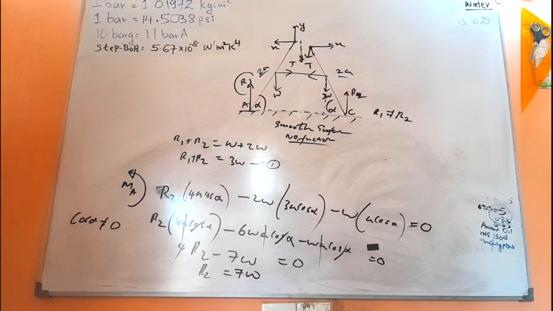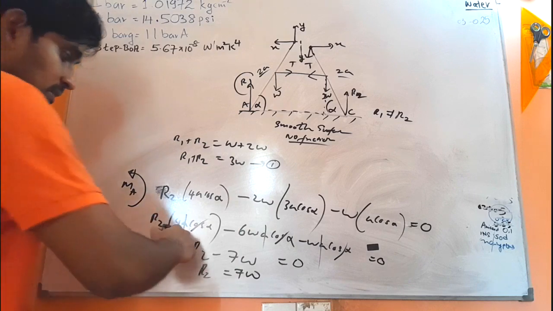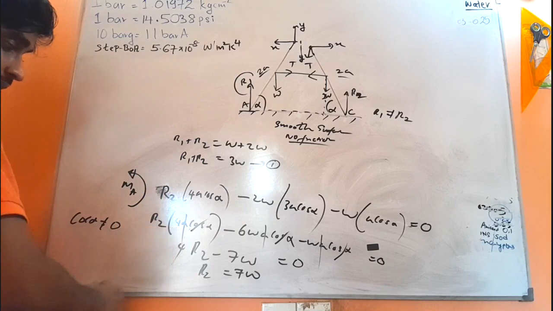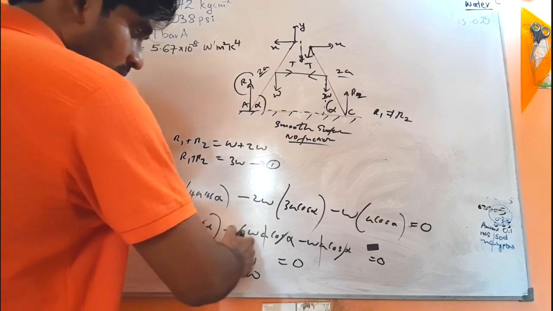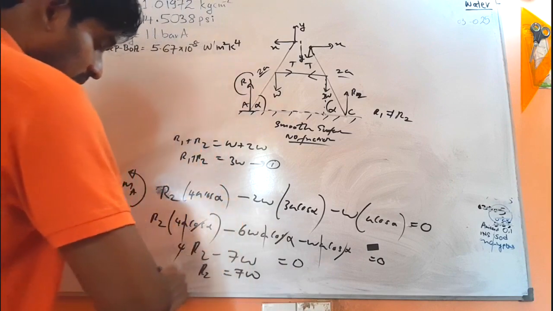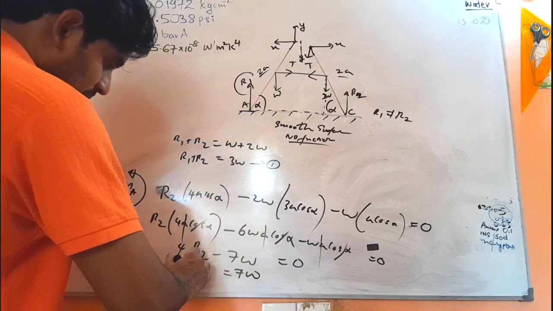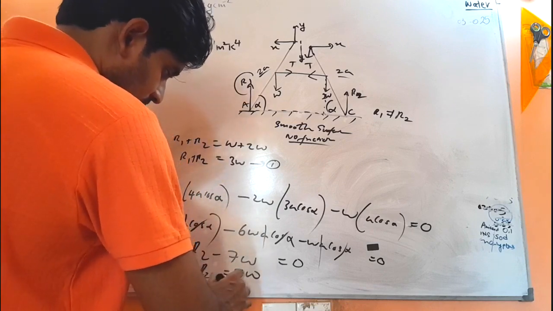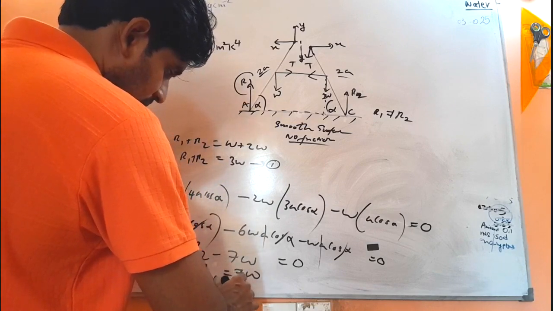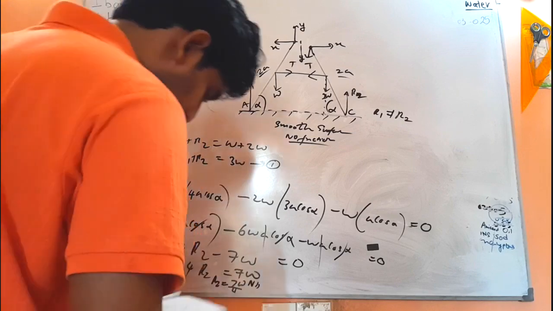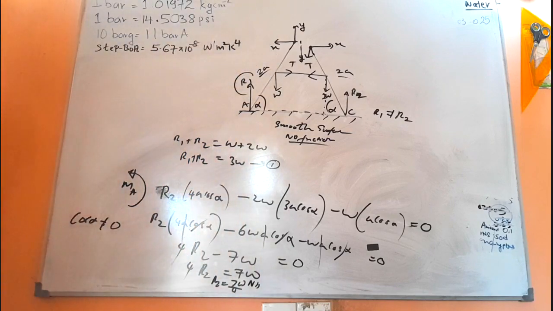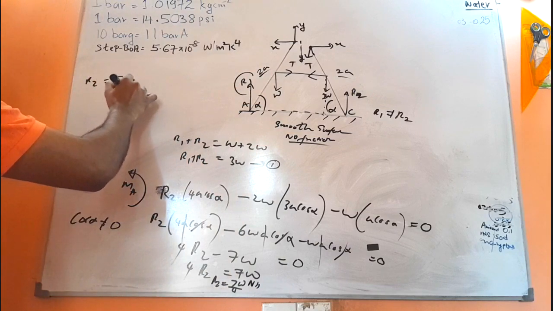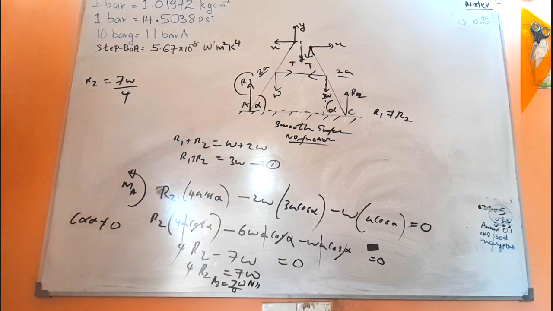A we can cancel, cos alpha we can cancel, but this remaining coefficient 4 is there, right? That means 4 times R2 minus 7W equals 0. That means 4R2 equals 7W, right? That means R2 equals what? 7W divided by 4 newtons. Agree? R2 equals 7W divided by 4.